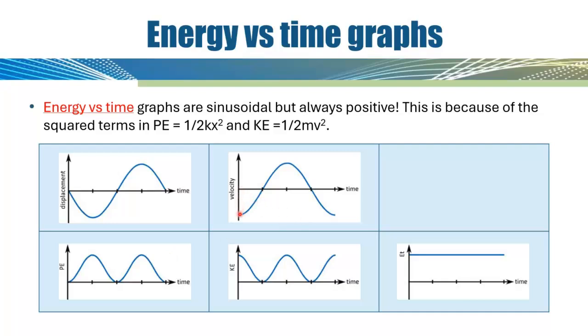So here we have a velocity graph that shows one period of oscillation, and I have some negative velocities. But because of 1/2 mv squared, I'm going to square those velocities and they're going to turn positive. So I can flip them up, and you can see that the graph ends up being all positive. And the total energy graph is always going to be positive and just a straight line.